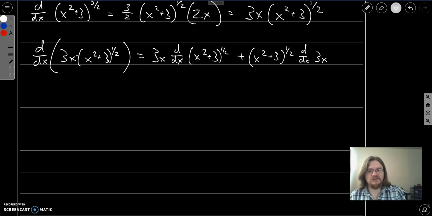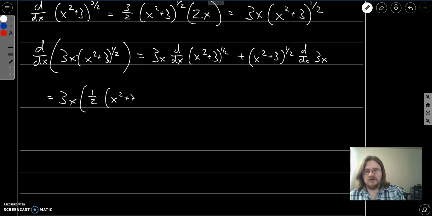And let's take this one step at a time. So we've got 3x times the derivative of this guy, and the derivative, again here, we see that we have a function raised to the 1/2 power, so we'll have to use the chain rule. We pull down that power, we raise what we had to the 1 fewer power, so it's going to be to the negative 1/2. And then we're going to take this times the derivative of the inside.